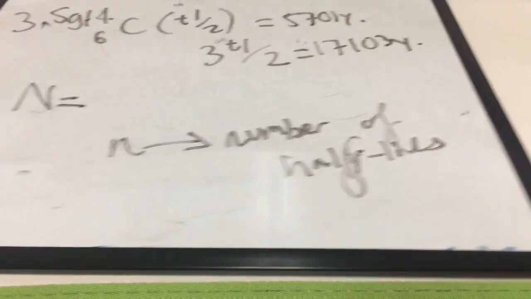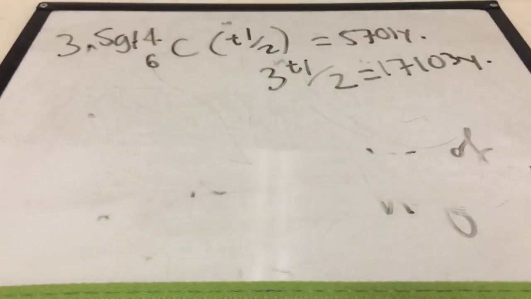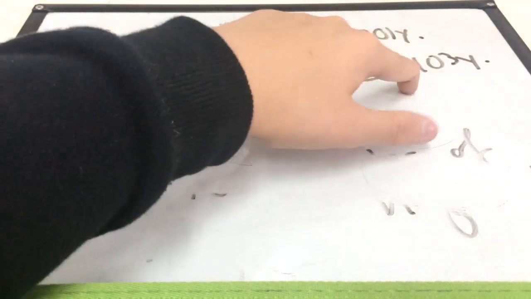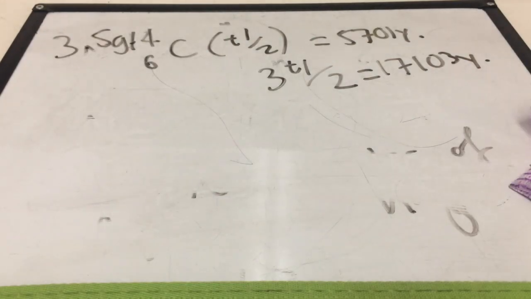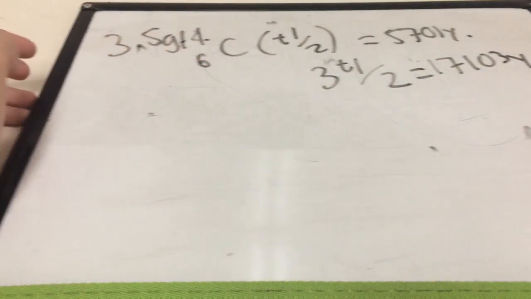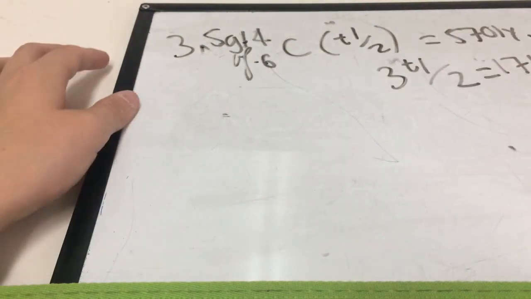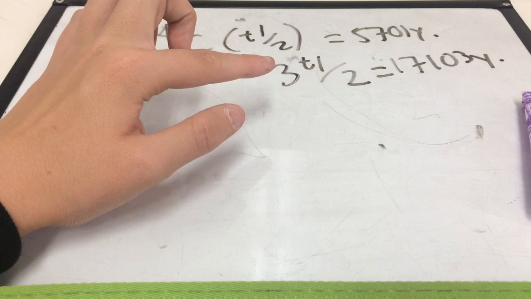Number of half-lives. So we know our formula. We want to know how much is left after 3 half-lives, which is 1 half-life times 3. I believe that's the actual half-life for it. So we've got 3.5 grams of carbon-14, and the half-life is 5,701 years.